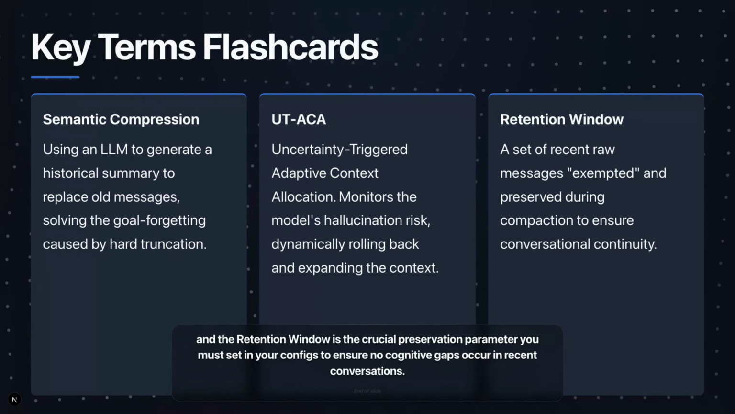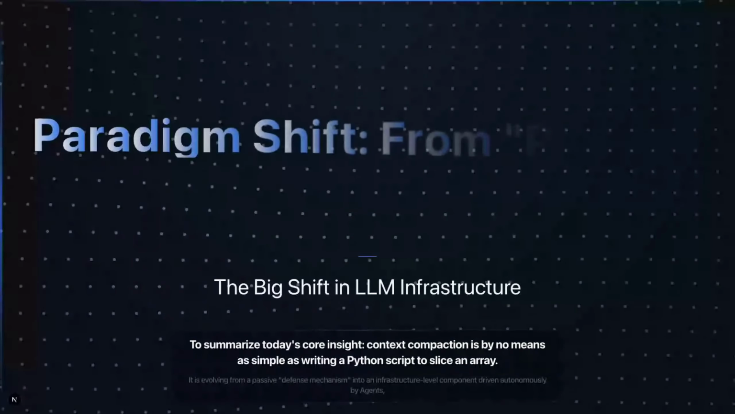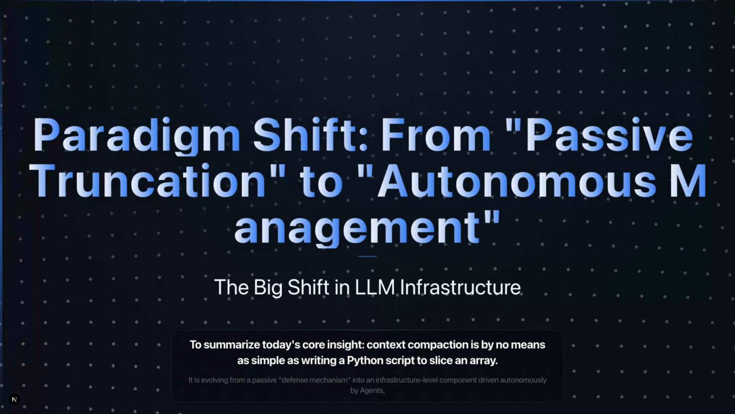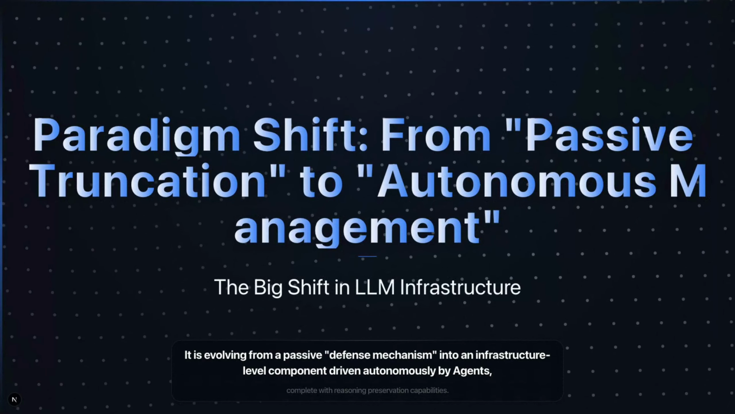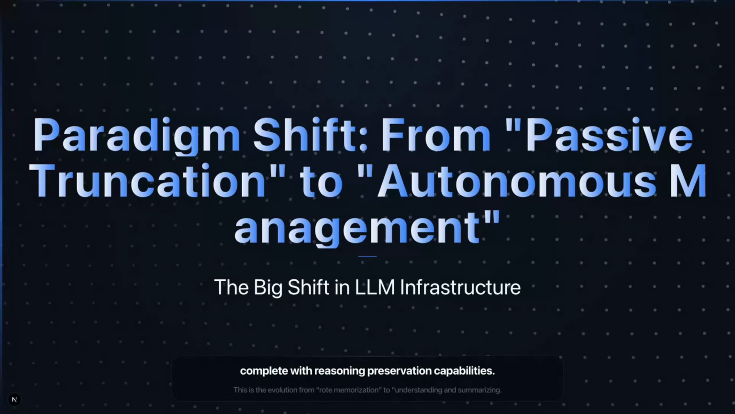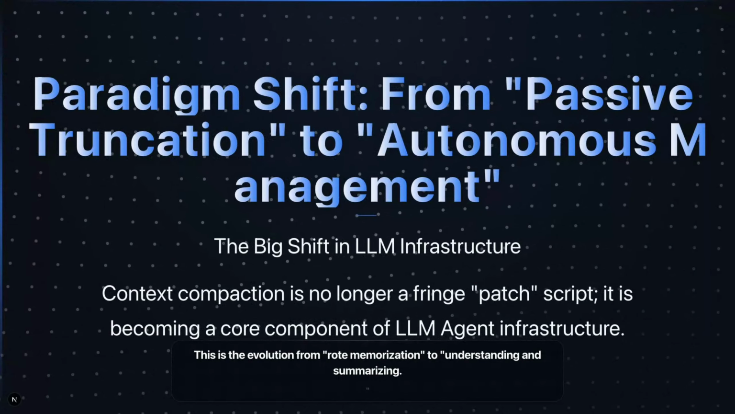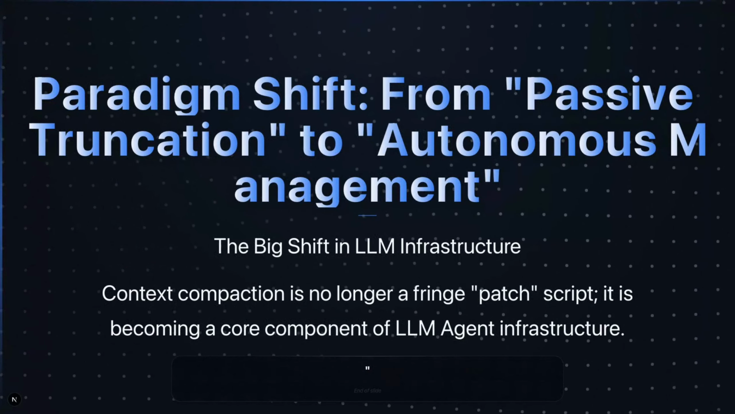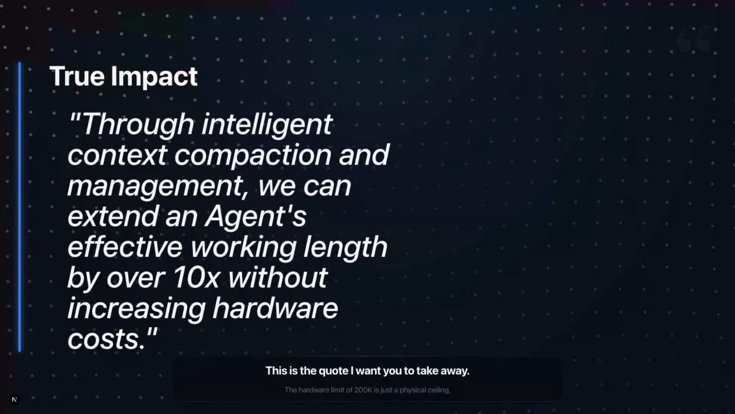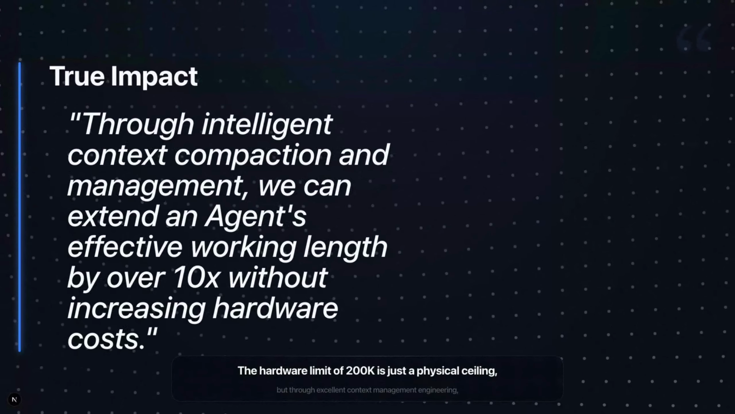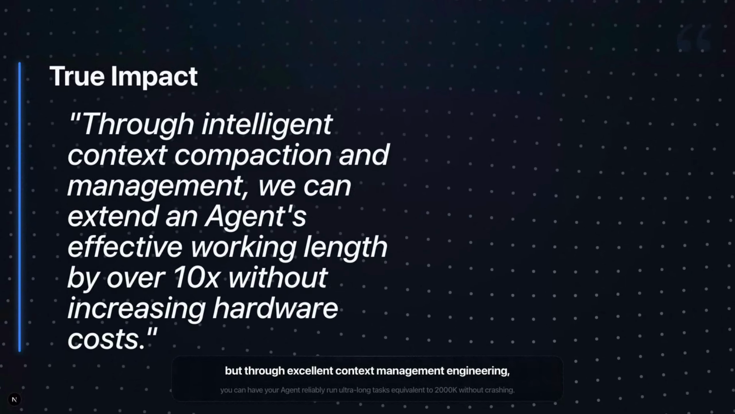To summarize today's core insight, context compaction is by no means as simple as writing a Python script to slice an array. It is evolving from a passive defense mechanism into an infrastructure level component driven autonomously by agents, complete with reasoning preservation capabilities. This is the evolution from rote memorization to understanding and summarizing. This is the quote I want you to take away. The hardware limit of 200K is just a physical ceiling, but through excellent context management engineering, you can have your agent reliably run ultra long tasks equivalent to 2000K without crashing. That is the beauty of engineering architecture.